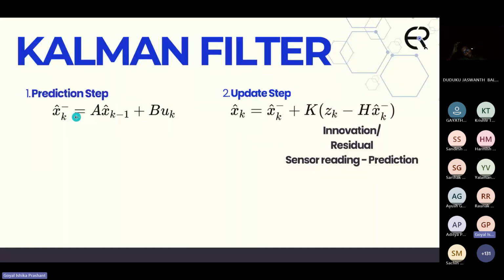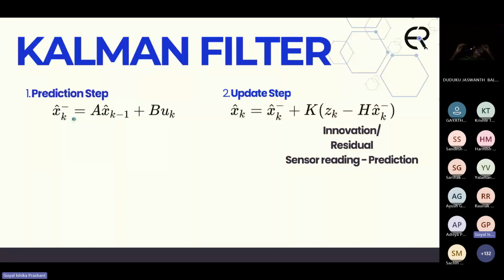But how do we make this accurate? This is where we jump on to our second step, which is the update step. So here we calculate the final estimate by using the predicted estimate and adding a second term. Now, this term in the bracket here means the innovation or the residual. So it basically represents the error, which is the sensor reading minus the prediction. And then we scale it by a factor K and add it to our predicted step, which we got from the first step.